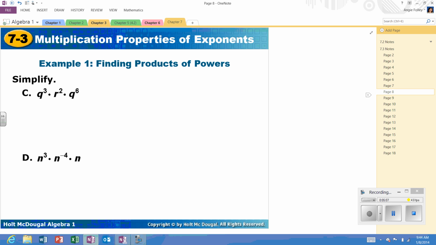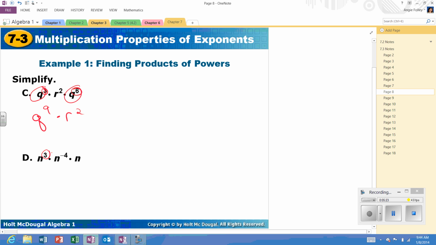Okay, so now we're going to simplify without actually having any numbers here. So we find the common base. Our q has a common base, and we're going to add the exponents, 3 and 6, so that becomes q to the 9th times r to the 2nd, and you're done.